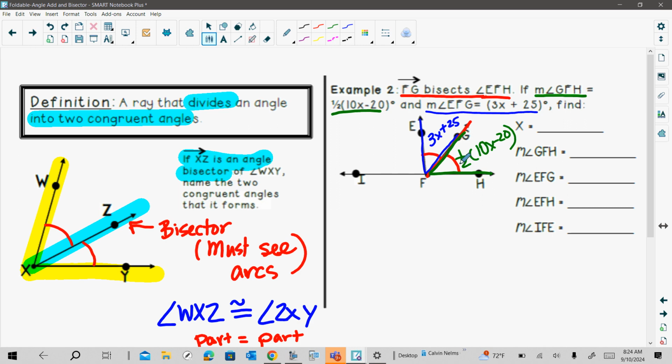So when I look at this, do I have two parts or do I have a part and a whole? Two parts. And what do I know about these two parts? What's their relationship? They're congruent, yes. So what we have is, because our part equals our part, then all I have to do is write 3x plus 25 is equal to the 1/2 10x minus 20. So check that you label, then check that you write your equation to set it up.